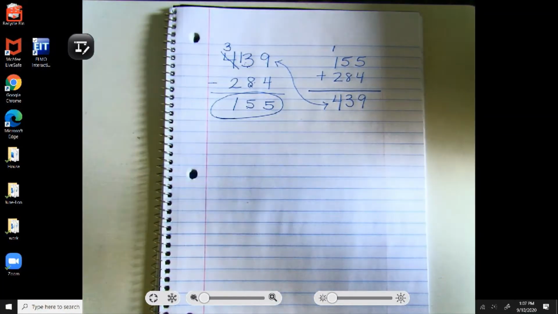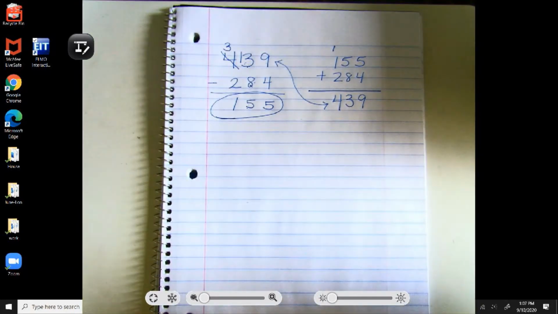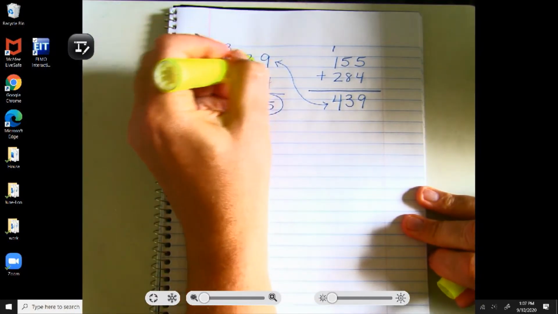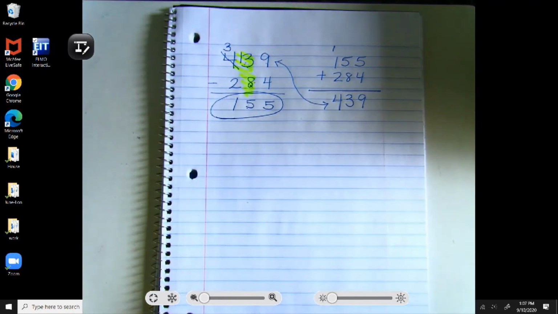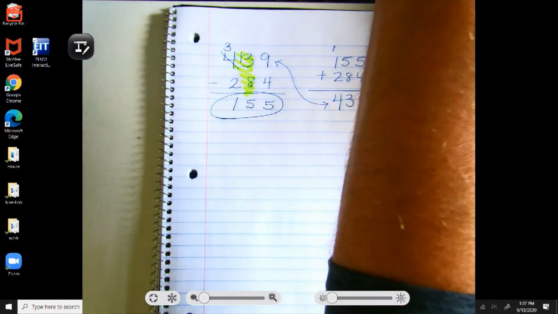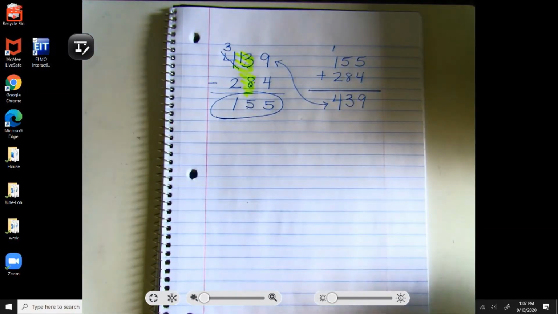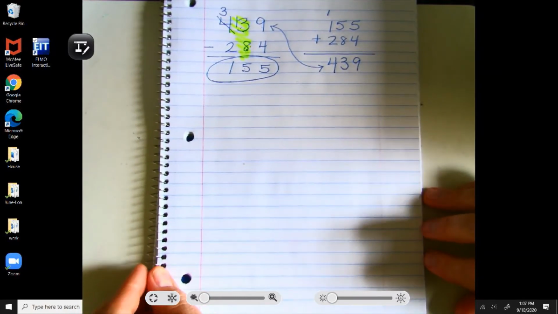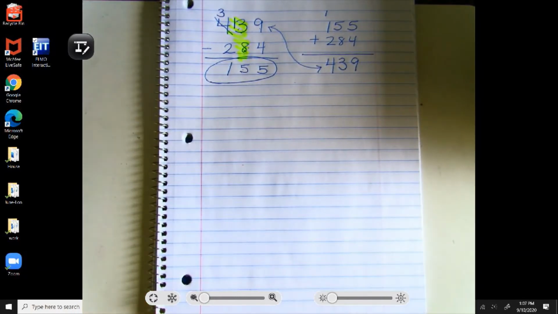So this is the part we're having trouble with. When we have to make these exchanges, quite a few of you are not catching that you have to make that exchange. I'm going to show you on the next one another part that I've been noticing people having trouble with. All right, take a look at the next problem.